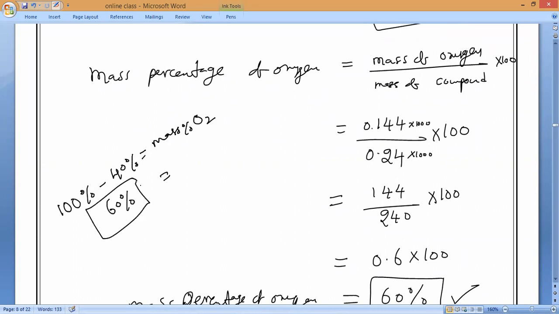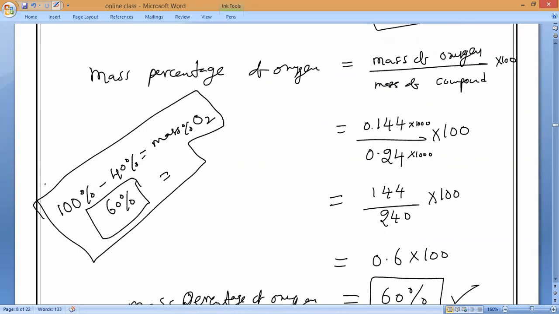60%. 60%. In exam, you can solve like this also. So you can write the formula here. Mass percentage of compound minus mass percentage of boron is equal to mass percentage of oxygen. And you can solve like this also. You'll get the 60%. Is it okay, everybody?